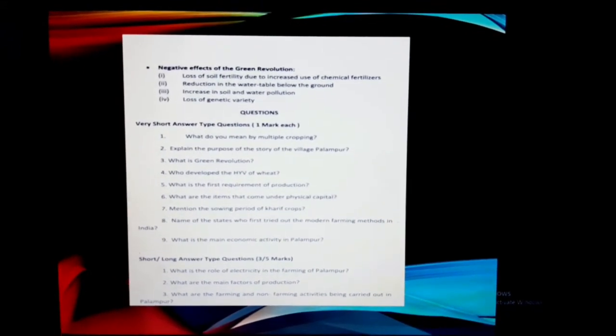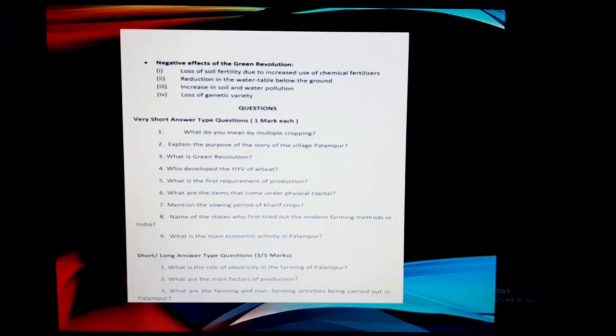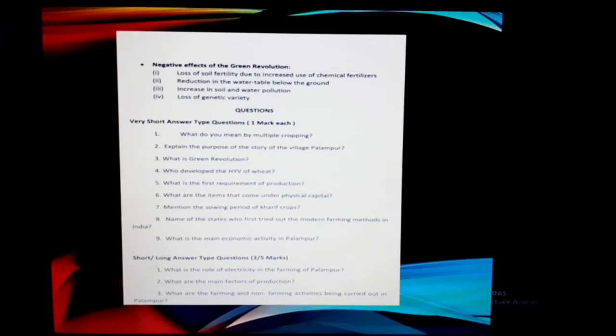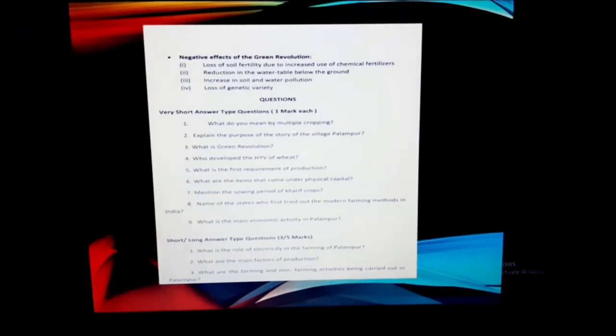Now here come the very short answer type questions. The first question is, what do you mean by multiple cropping?